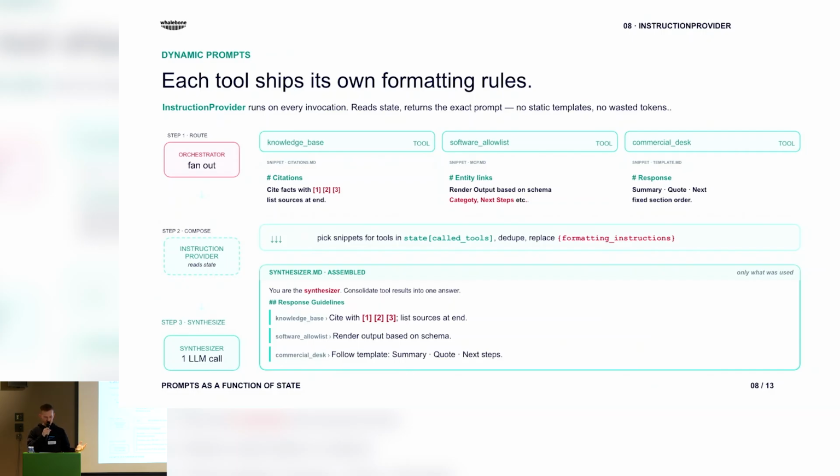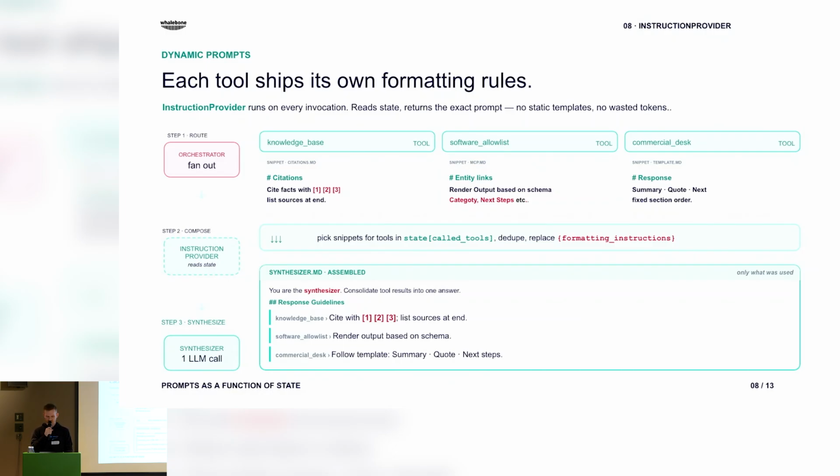The naive approach is just to stuff all of those formatting rules into one big system prompt. We tried that, and quality got worse because the model was distracted by the rules that didn't apply, and latency also went up because every call was shipping all those extra tokens. So you basically don't need to tell the synthesizer how to format every tool that exists, but only the tools that were actually executed. The better approach is to make the system prompt a function of what actually happened.